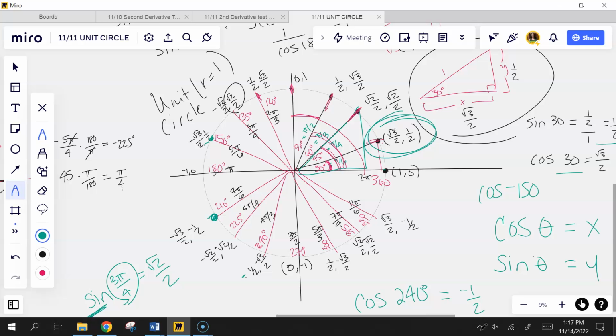Okay, which brings me to tangent. I need to show you tangent. I know this is a lot. Stay with me. Caroline is about to die back there. Alright, this is probably gonna go. Okay, thank you.